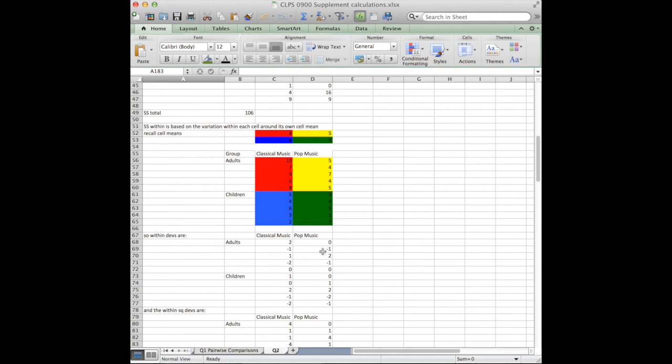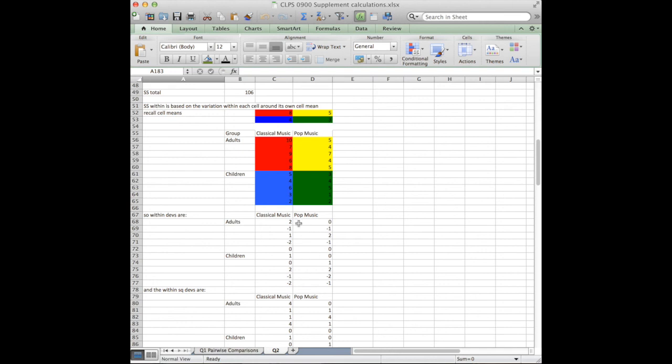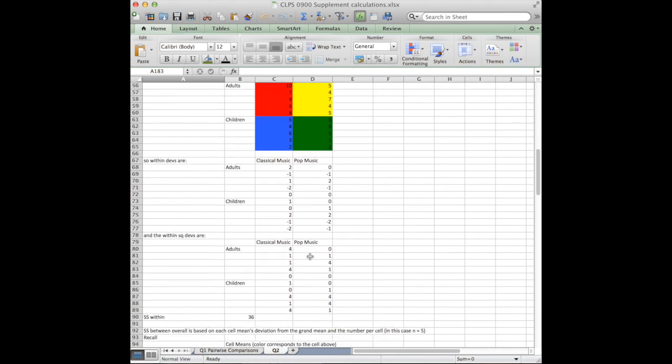4 minus 3 is 1. And do the rest for the green cell. And that gives you the deviations. And then again, we would square the deviations. So 2 squared is 4, 1 squared is 1, etc., etc.